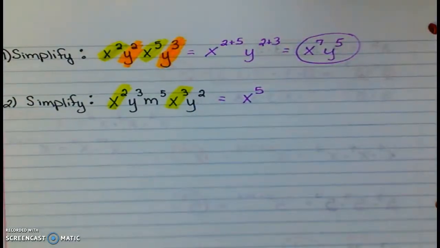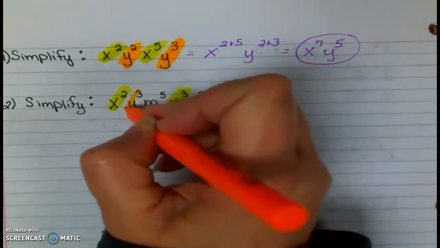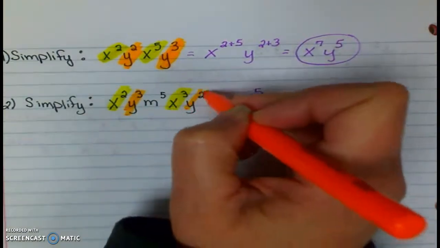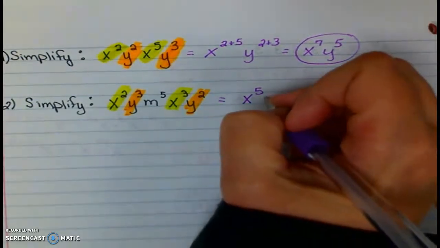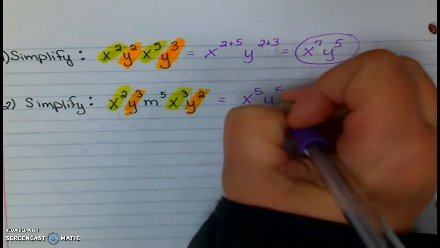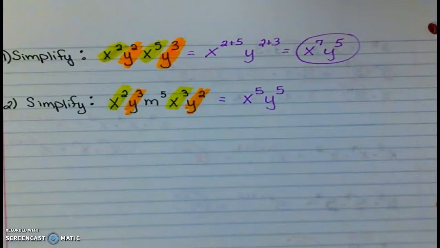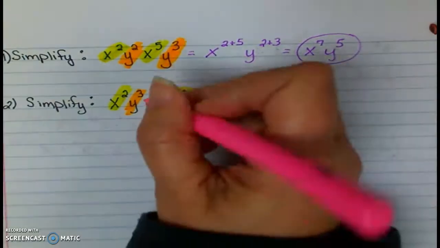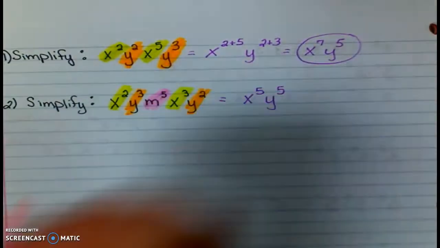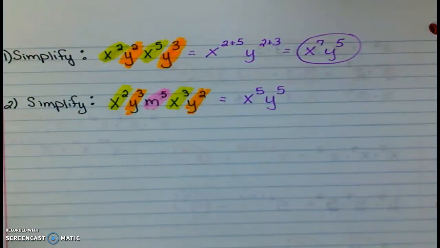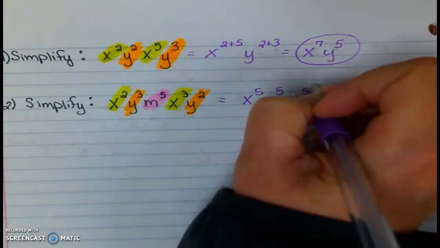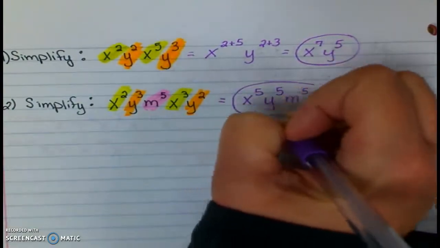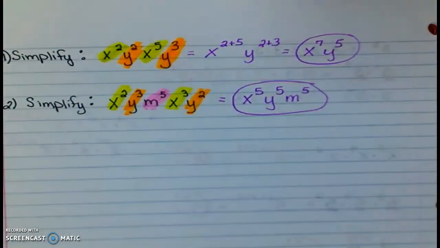Now continue your answer. We have another variable, which is y. That's going to be y cubed and y squared. If I add those exponents together, 3 plus 2 is 5. So it becomes y to the 5th power as well. And then we still have this m left. There is no other factor of m. So it's just m to the 5th. And in your answer, don't forget we have to add that m to the 5th as a factor. So your answer becomes x to the 5th, y to the 5th, m to the 5th.